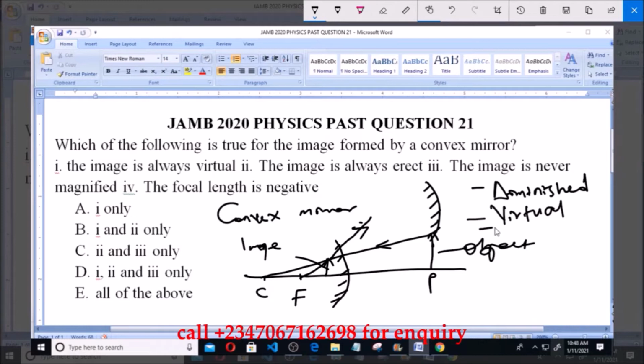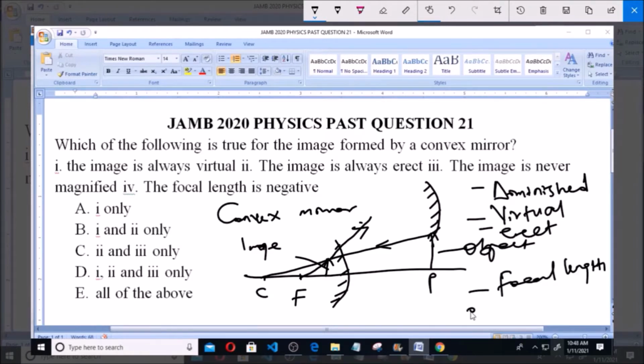Another thing is that the image is erect. It is not inverted. Because of this, we can also say that the focal length of a convex mirror is negative, because it produces a virtual image.